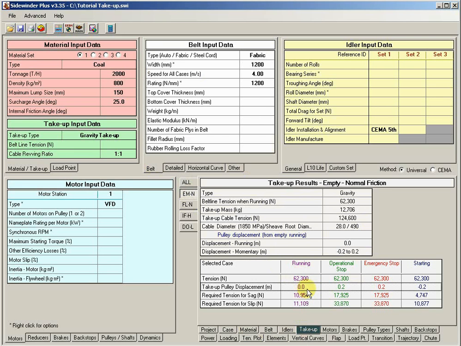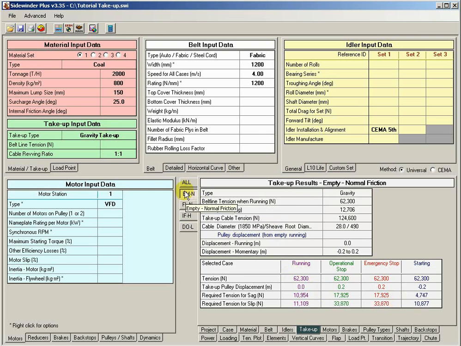Something I want to point out is Sidewinder always assumes that the 0 pulley position is your steady state empty running. So running under empty steady state conditions, that's 0. When we fully loaded the belt, we could see the take-up would be at minus 0.1 meters. In the case of the incline high friction, the running condition would be at minus 1.1. If we had to start the belt in that case, it would actually move from our 0 reference point, which is empty steady state running, to minus 1.4 meters. And there's our decline. So you can flip through each of these cases.